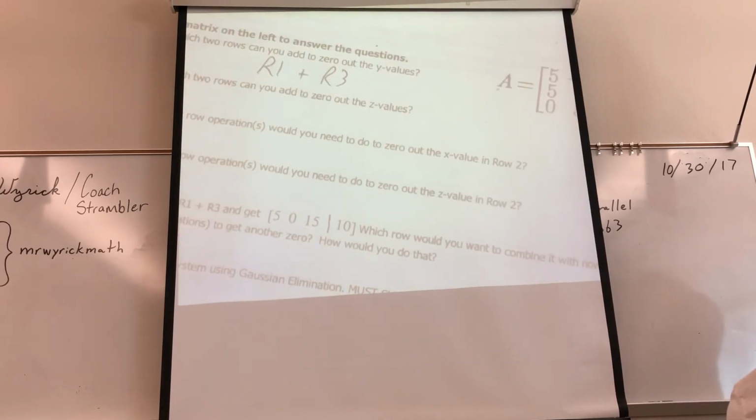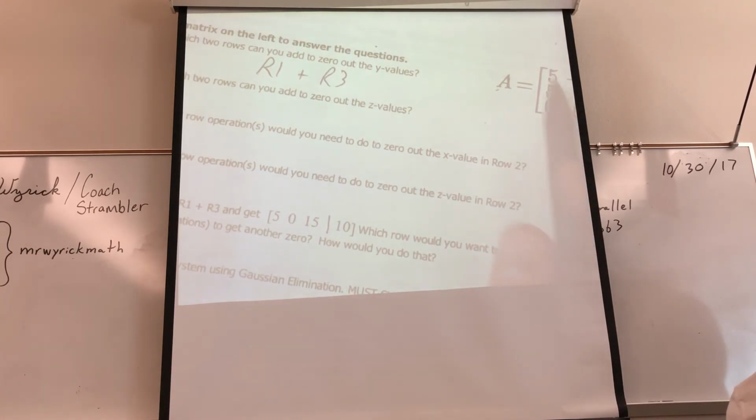What row operations would you need to zero out the x value in row 2? There's a couple different ways. You could either multiply the second row by a -1 and add it back to the first, or you could multiply row 1 by a -1 and add it back here to the second. So there, again, there's a couple of different ways. It's just how do you want to do it?